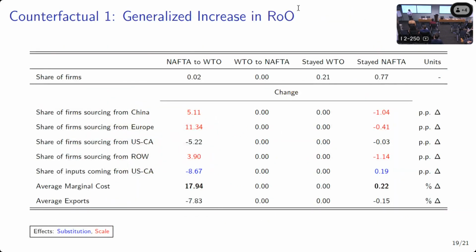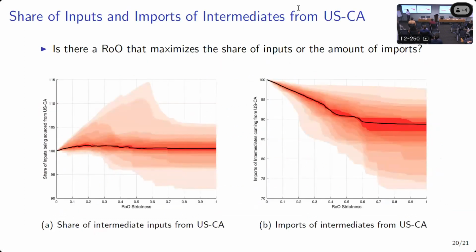Now, in the spirit of this paper by Heth, Meyer, and Melitz, the Laffer curve for rules of origin, we basically do the following exercise: we try to see, for different values of the rule of origin, how the share of intermediates coming from the United States changes. Okay, and we do find that for some, these are fan charts.